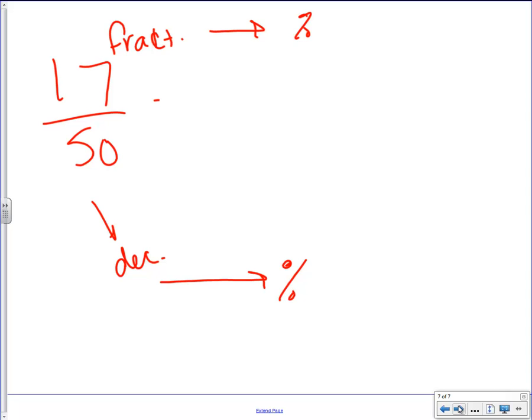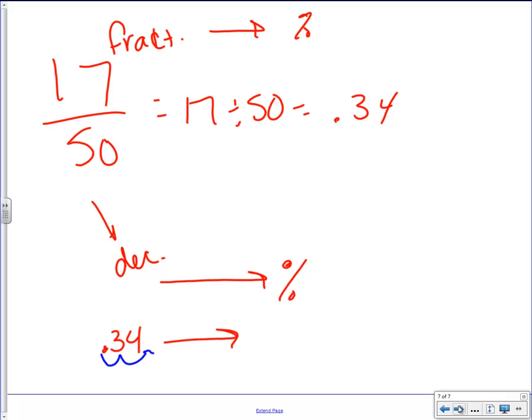So for us to do this, we're going to take 17 divided by 50. When I do that, I find it to be 0.34. And so now I have 0.34, and I know how to move it to a percent. I just move it 2 places to the right, and I find this to be 34%. Final answer. So if they ask for a fraction to a percent, you can't do it directly. You have to divide and change your fraction into a decimal, and then move your decimal to a percent.